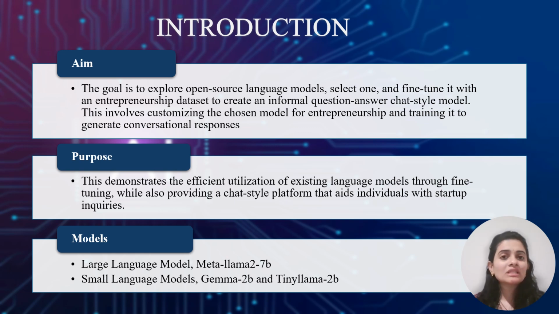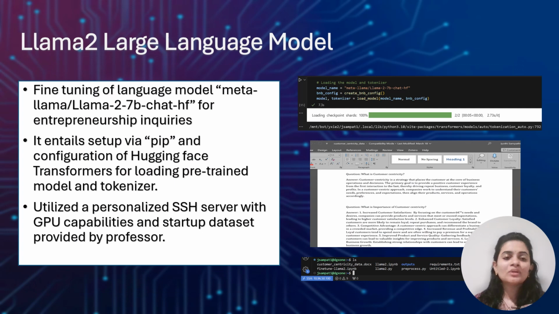This demonstrates the utilization of existing models and fine-tuning them, and also provides a platform that aids individuals with startup queries. We used models such as the large language model Meta Llama 2 7 billion parameters, and small language models like Gemma 2B and Tiny Llama. For Llama 2, we fine-tuned this model, which was used from Hugging Face with authentication access tokens, for entrepreneurship enquiries.